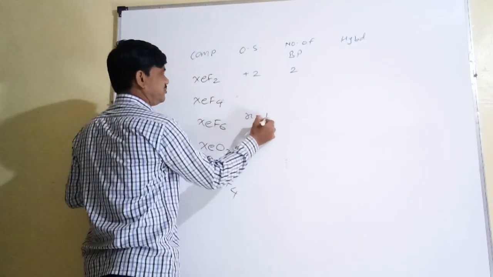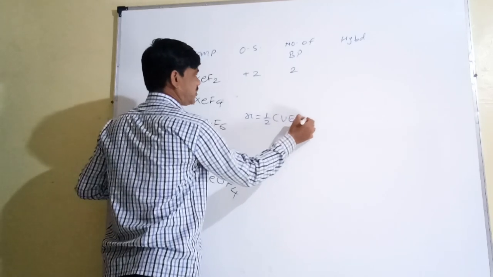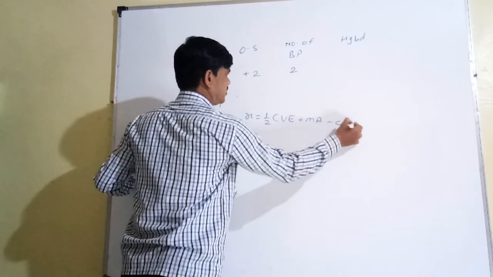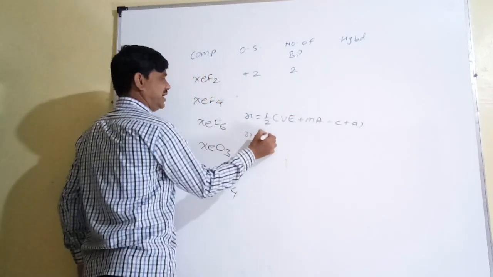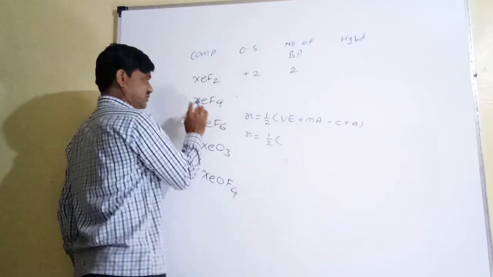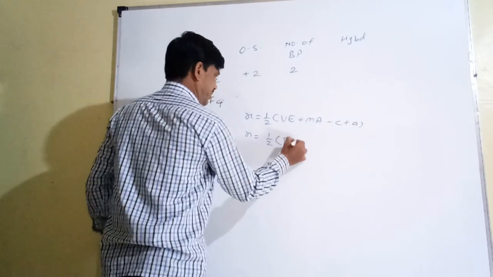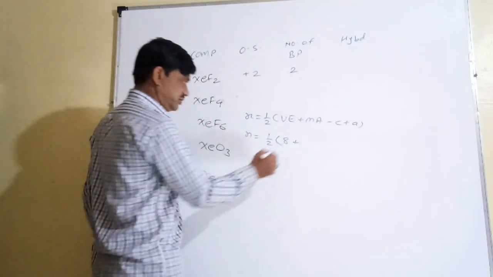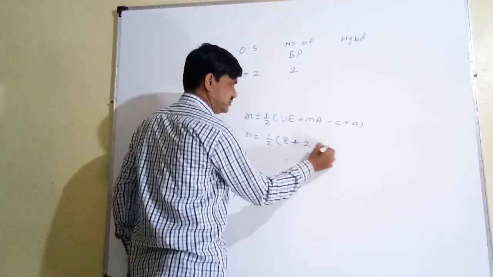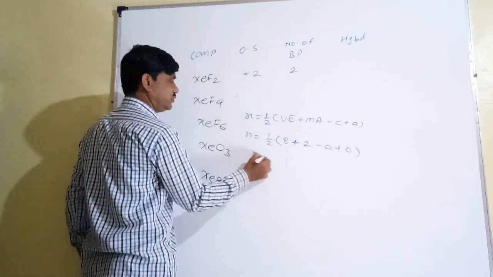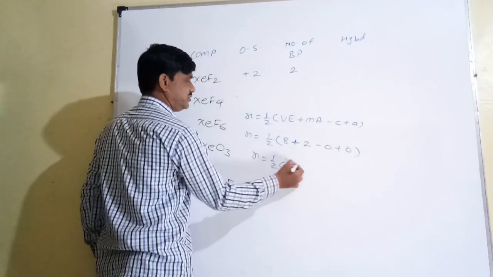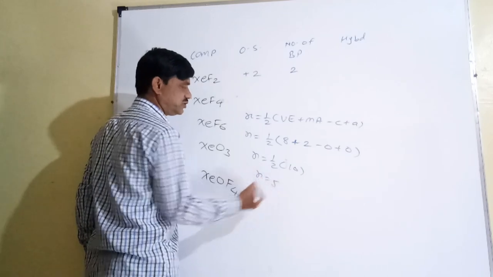X is the number of hybrid orbitals: valence electrons plus monovalent atoms, minus charge on cation, plus charge on anion. Put values accordingly. What is the valence electron count in case of xenon? Octet is completed, 8. How many monovalent atoms are attached to it? 2. Fluorine has valency 1. Charge on cation and anion will be 0. So X equals 8 plus 2, 10, into half. So X equals 5.